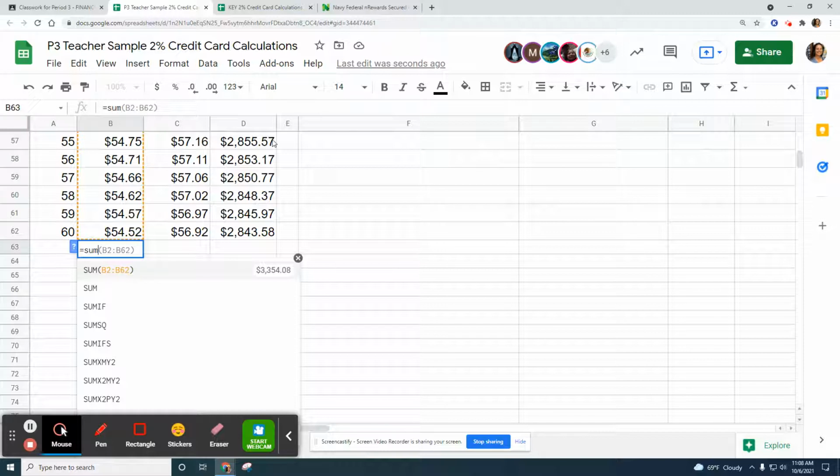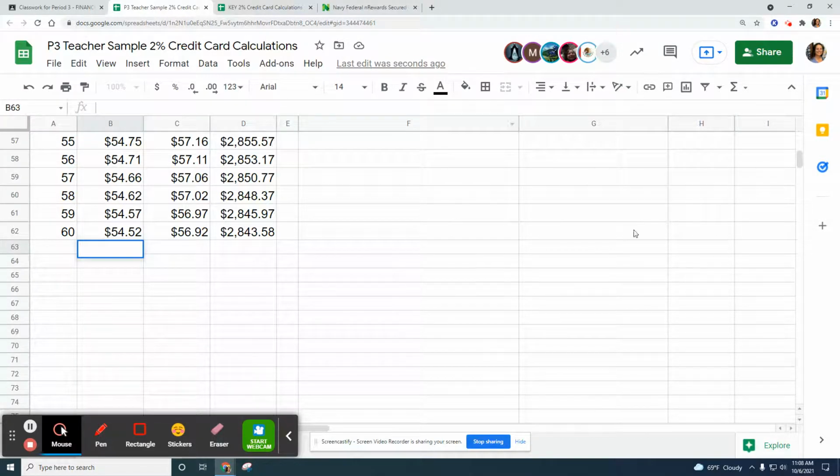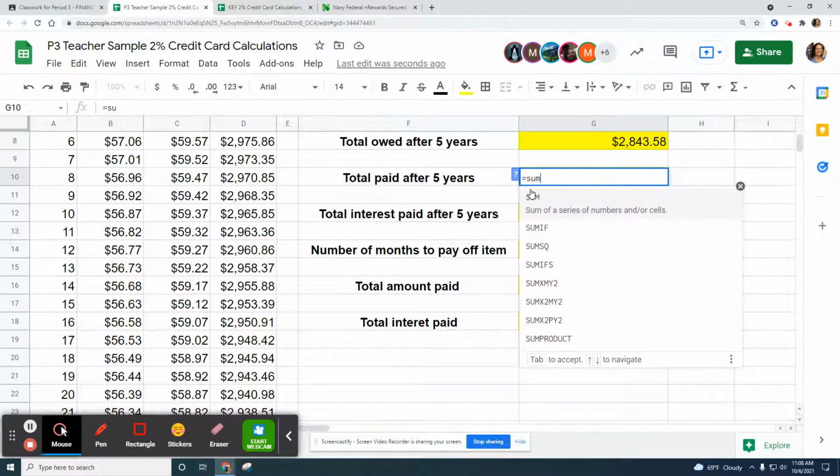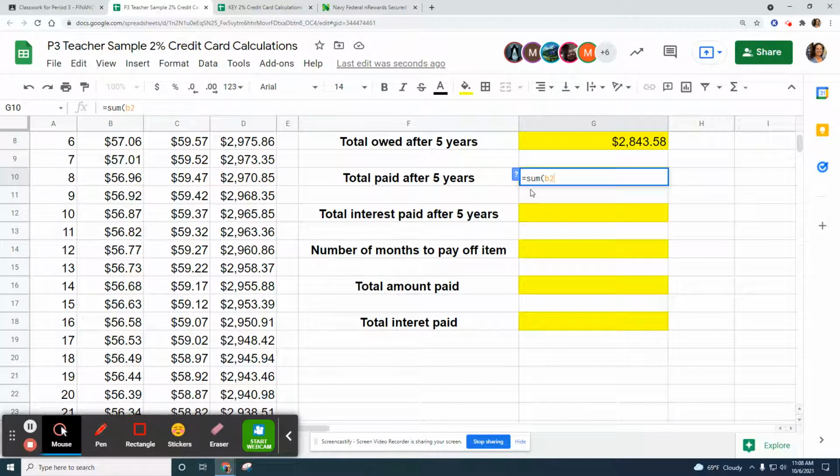But I don't want to put it right there because I've got other numbers there. So I'm going to go put this in the answer, equals the sum of B2 to B62. I'm going to go put that formula up in the box where it was asking. I'm in cell G10. Please type equals the sum of B2 colon to B62. It might be B3. Let's see what it does. Equals the sum of B2 to B62.